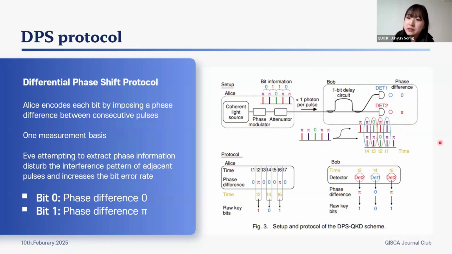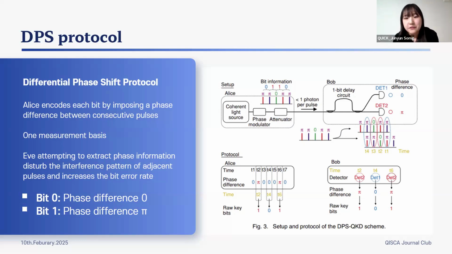The detector result tells Bob the phase difference between the pulses. For example, if constructive interference occurs at detector 1, the phase difference was 0, and Bob records a bit 0. If the constructive interference occurs at detector 2, the phase difference should be pi, and so Bob records a bit 1.